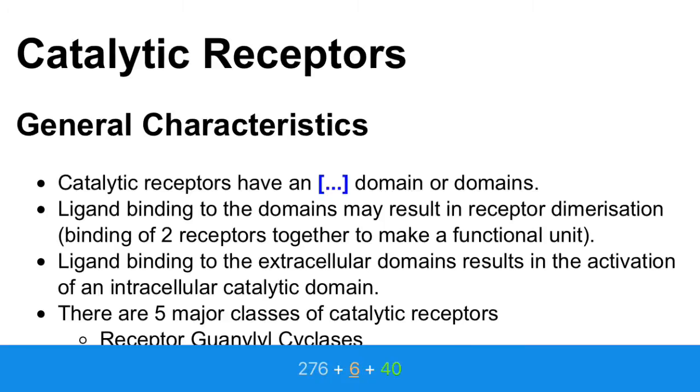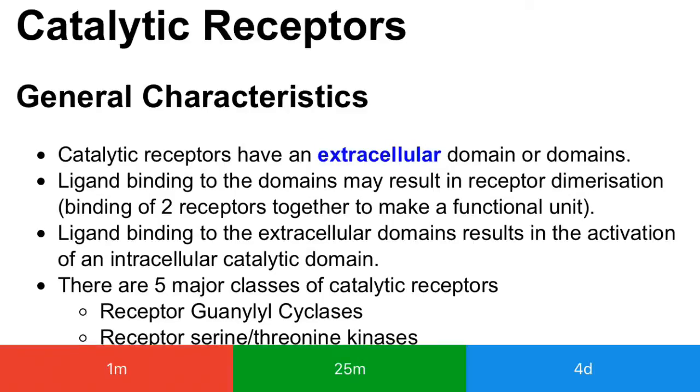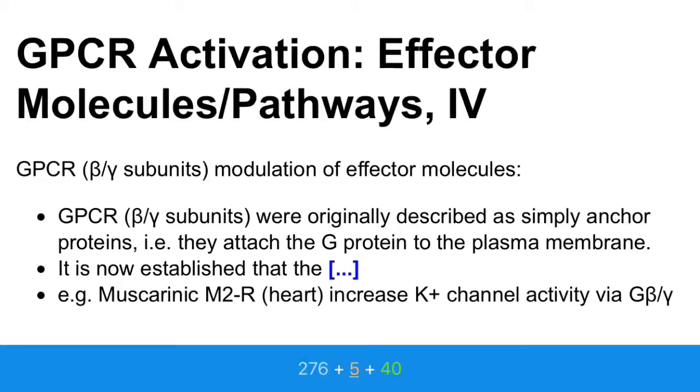Catalytic receptors have an extracellular domain. Ligand binding happens to the right. Just blah blah blah. All right. Moving on. We'll learn more about that, because that card has a whole bunch of extra details. That note has a whole bunch of little cards in it.